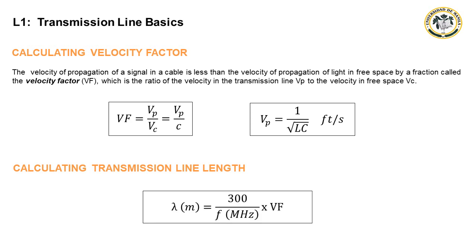The correct velocity factor for calculating the correct length of a given transmission line can be obtained from manufacturers' literature and various handbooks.